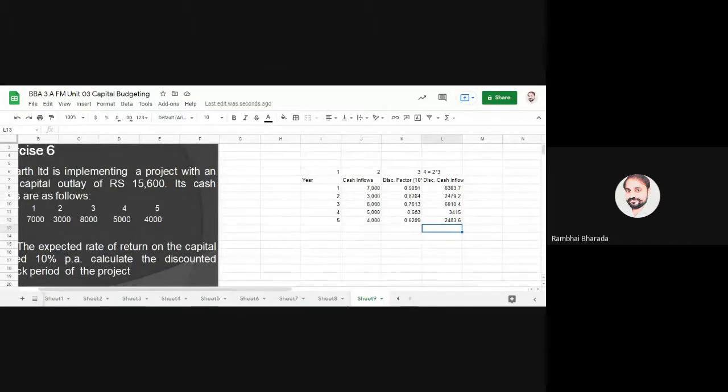Are we clear up to this, everyone? Any doubt, any query? No? Okay. Then you are almost near the answer. Just do the sum total from the 1st year to the 2nd year to the 3rd year to the 4th year.